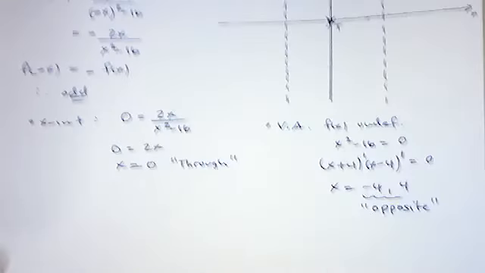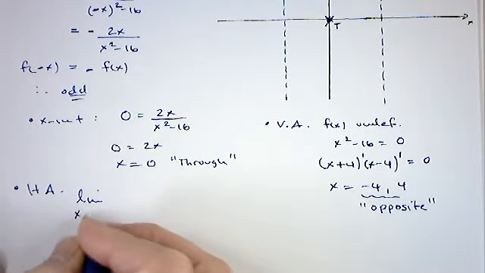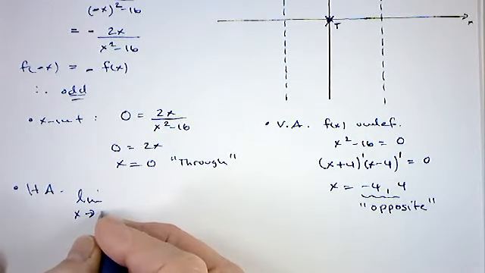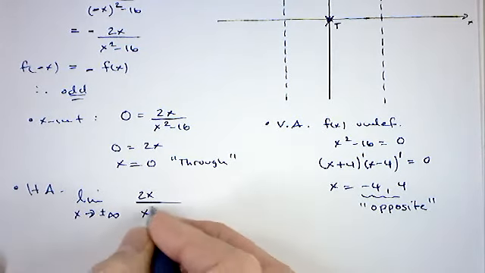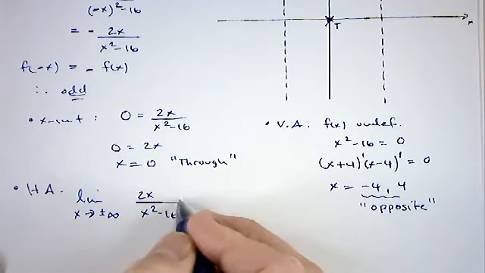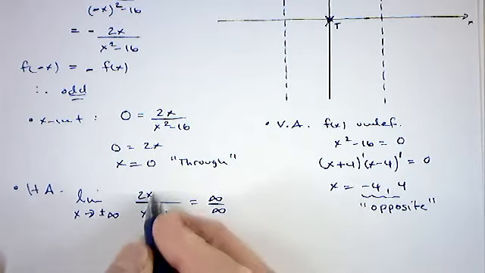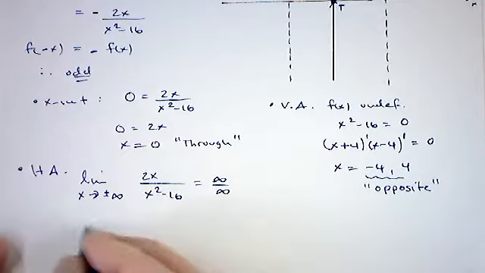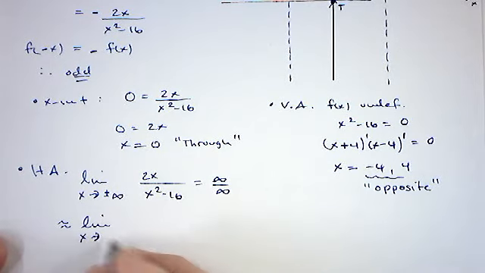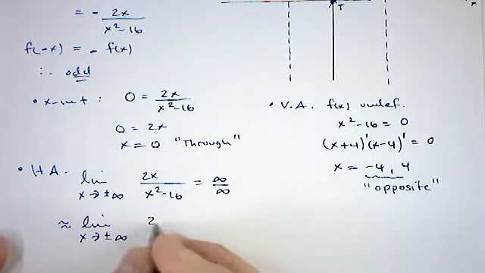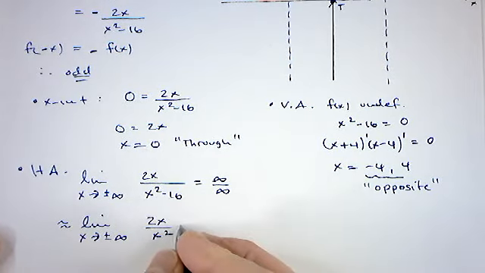All right, last thing, horizontal asymptote. We're thinking about what happens as x goes to plus or minus infinity. I'll go ahead and put plus or minus infinity, 2x over x squared minus 16. And we know now that even though both the top and the bottom would be getting really, really big, we focus on the biggest power of x in the top and the bottom. So this would be approximately equal to the limit as x approaches plus or minus infinity of 2x over x squared. Ignore the 16.